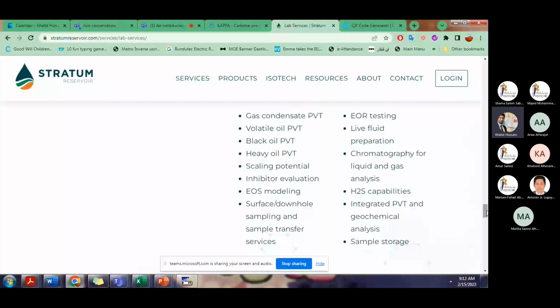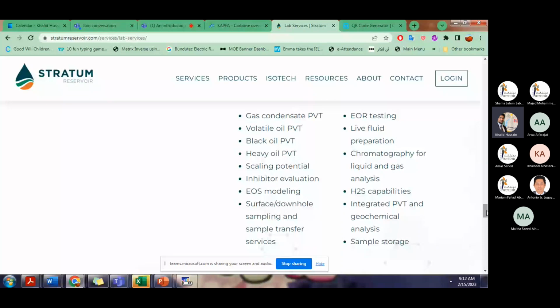Which one is more expensive, gas condensate or black oil? Why? Is condensate heavy or light? It's light. Gas condensate has more light components in it, so it's more expensive. Black oil is heavier and less expensive.